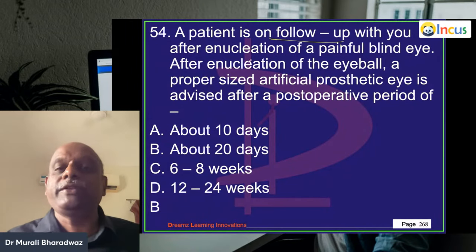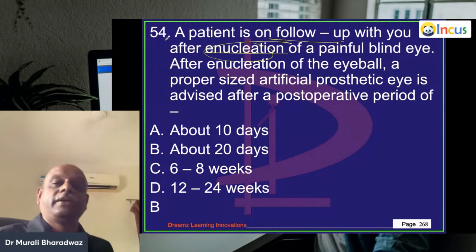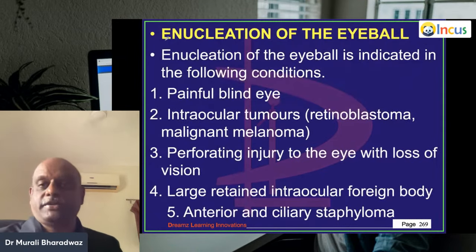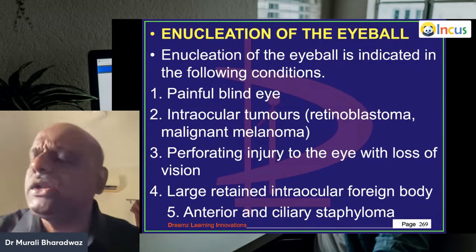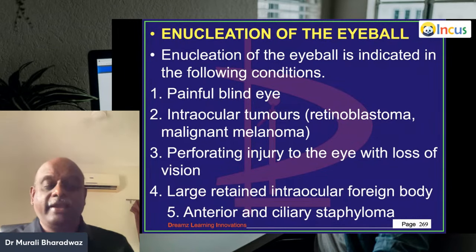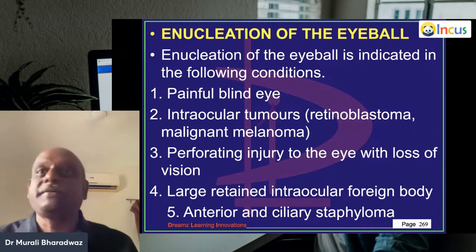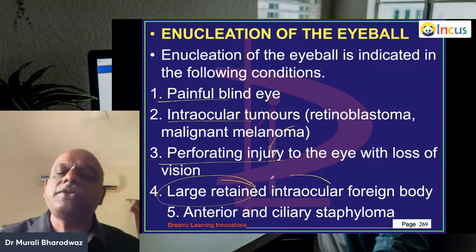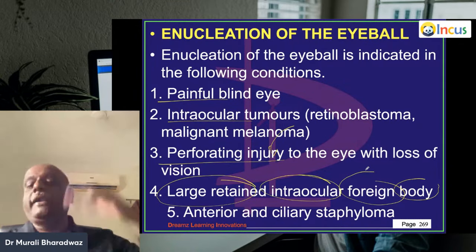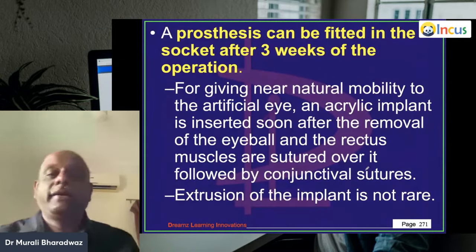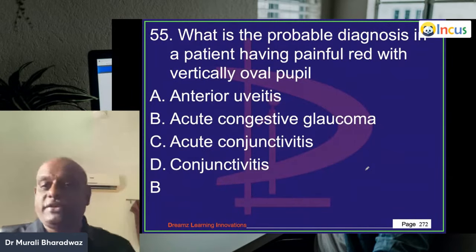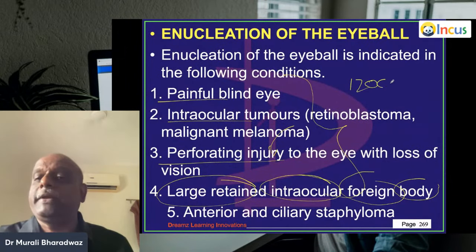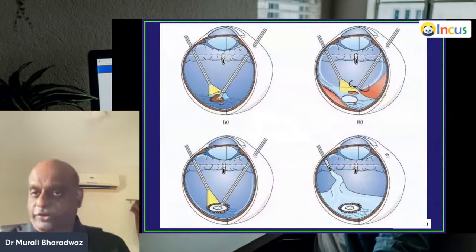The patient is on follow-up with you after enucleation. After enucleation, a proper sized artificial prosthetic eye, when will you put it, doctor? About 20 days. So what are the indications of enucleation and evisceration of the eye is one of the favorite topics of the examiners. Painful blind eye, intraocular tumor, perforating injury to the eye, large retained intraocular foreign body, anterior staphyloma, ciliary staphyloma, and the prosthesis can be fitted in the socket after 3 weeks. So please don't forget this list, doctor. I already gave you 1200 pages of notes in which all these lists are made available for you to do the revision.